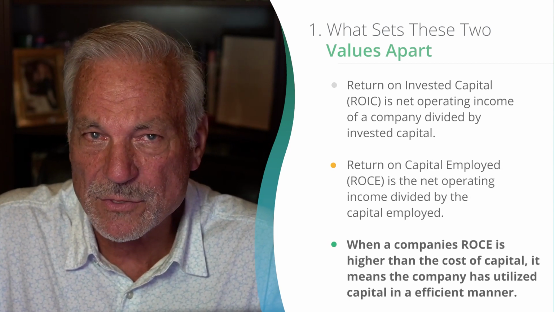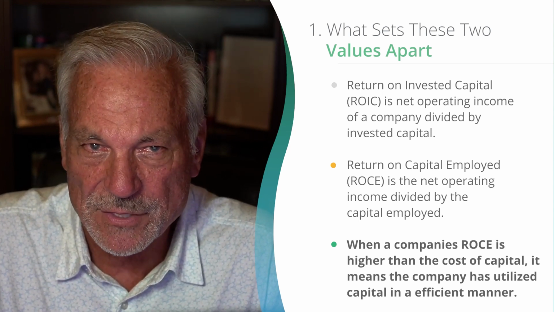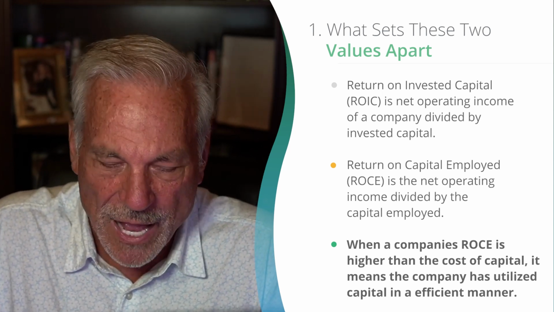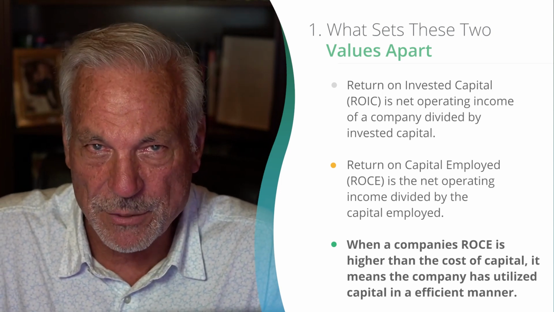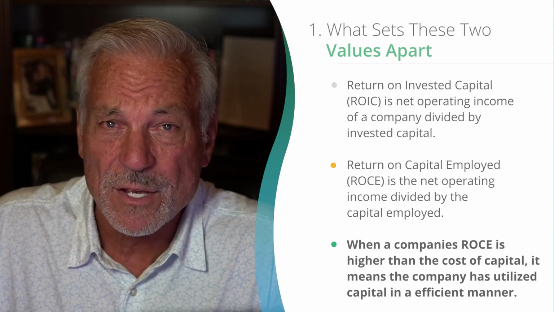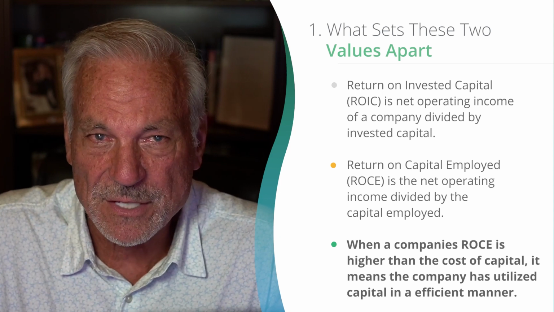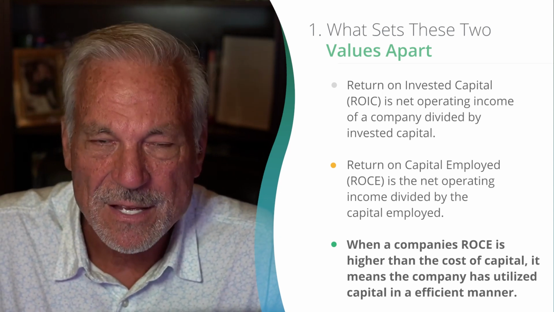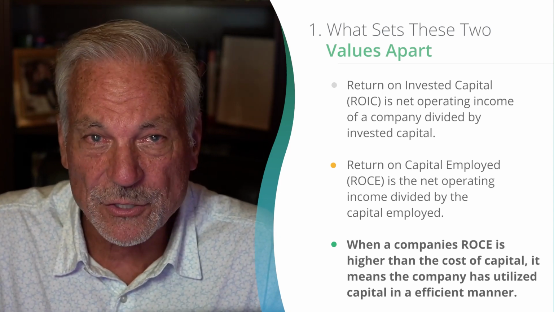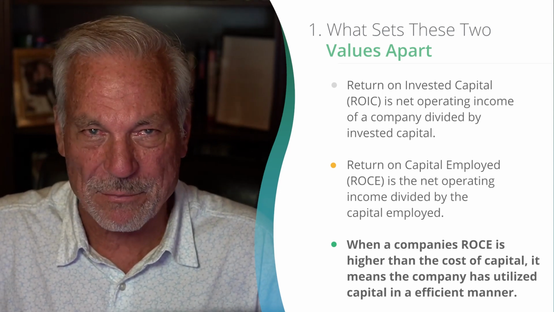Now, when a company's ROCE is higher than the cost of capital, it means that the company has utilized capital in an efficient manner. And this is classic Wall Street gibberish. This is just what they try to teach you in business school. When your return on capital employed is higher than your cost of capital, it means the company is utilizing its capital efficiently. The problem is, what is your cost of capital? Just pick a number out of the blue? What is your cost of capital? I have never had anybody actually define that well for me.